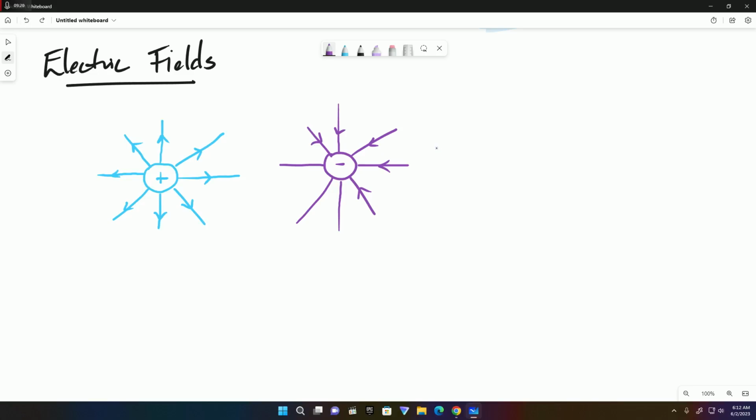Oh, I put that arrow in the wrong direction. My bad. Good. If I bring a negative and a positive together, so I have my negative over here and I put a positive over here, it will look like this.